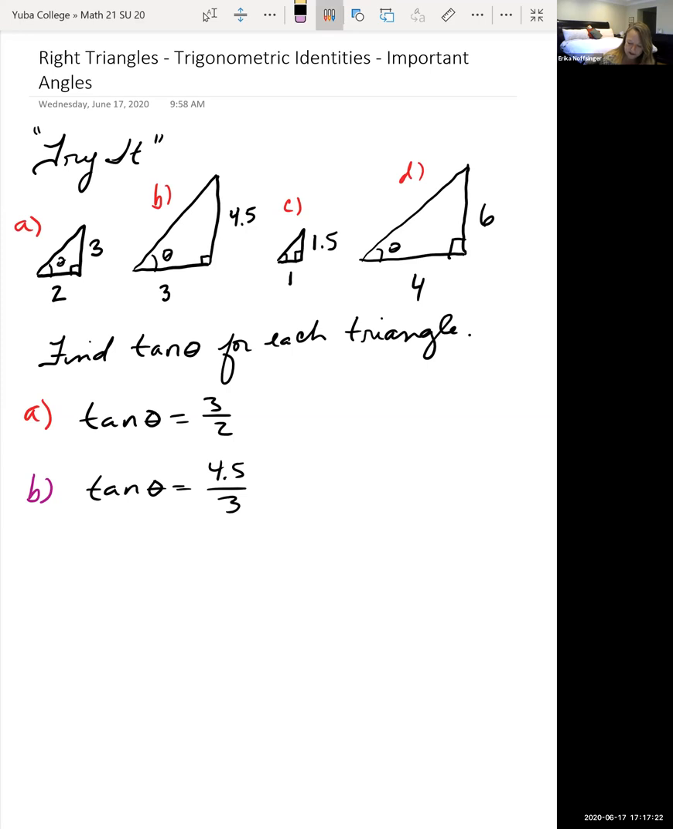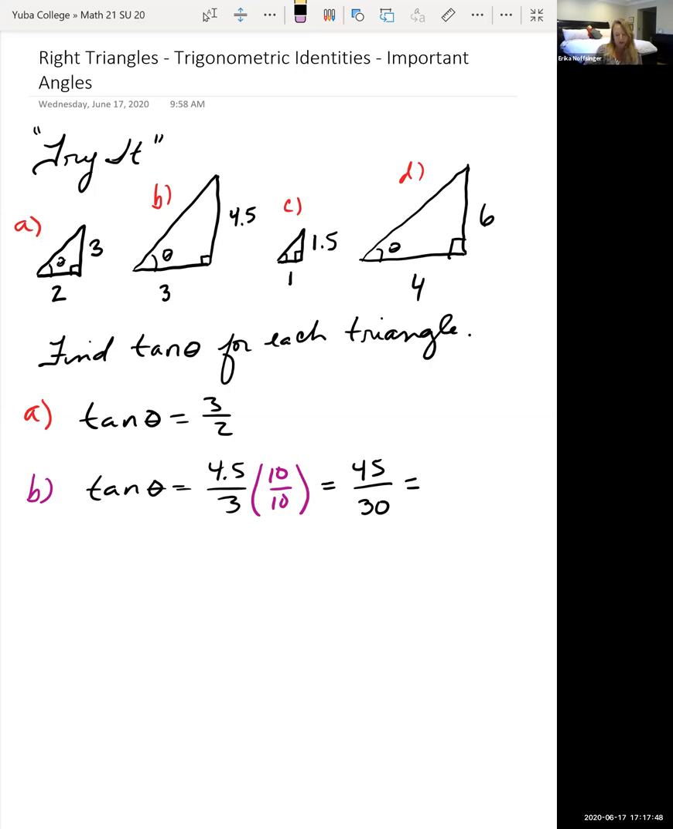So instead of just multiplying the numerator by 10, because that would change the whole problem, I can multiply this by that fancy one. In this case, I'd write it as 10 over 10. And so if I multiply through my numerator and my denominator, 4.5 times 10 is 45. And 3 times 10 is 30.